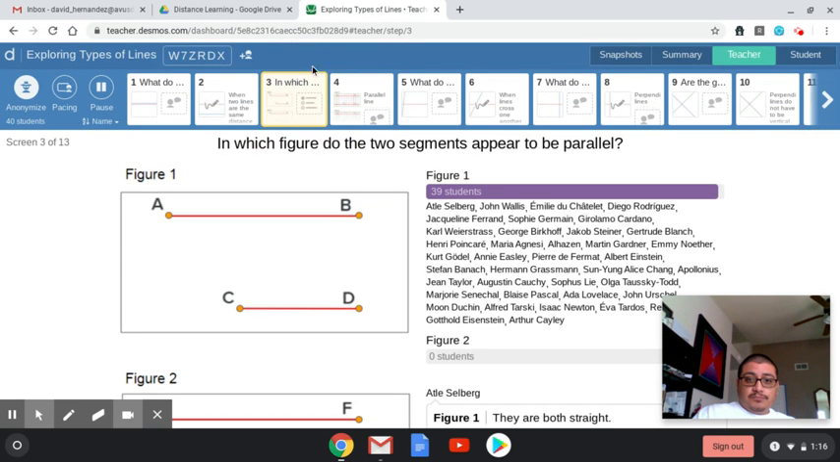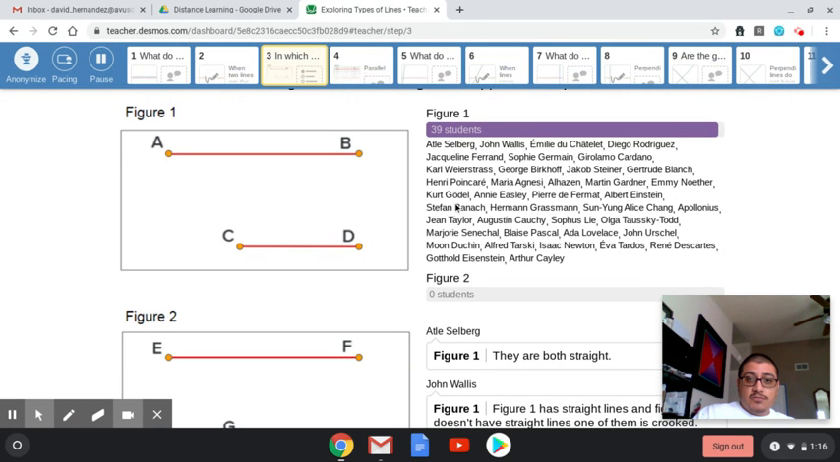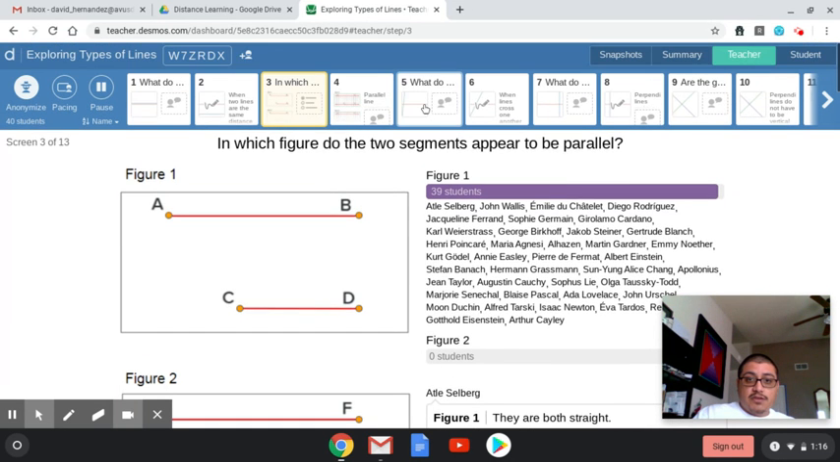Another one I liked is that everybody got this one correct. Look at that. Everyone said figure one is where the lines are parallel. Nobody picked figure two. So that was good.